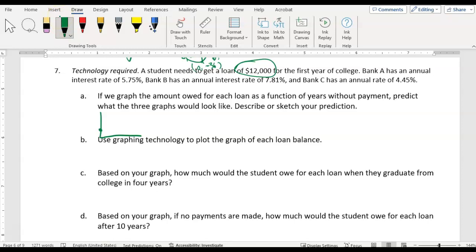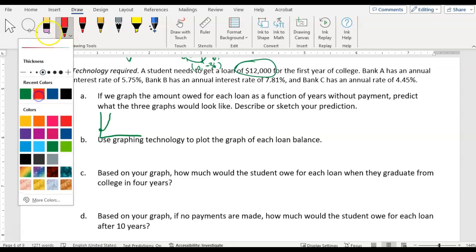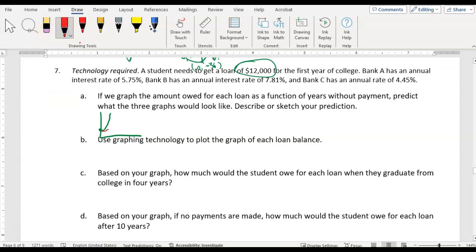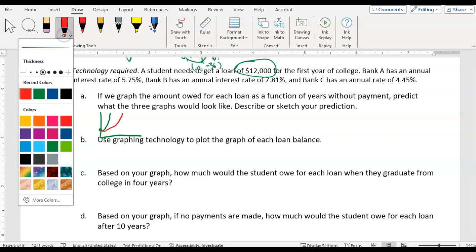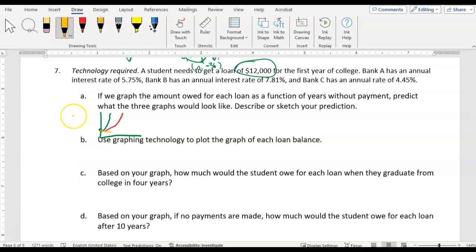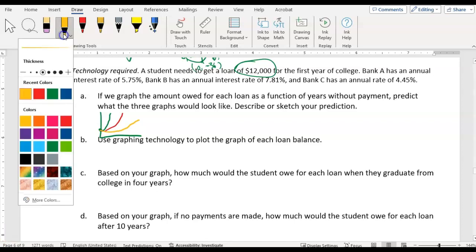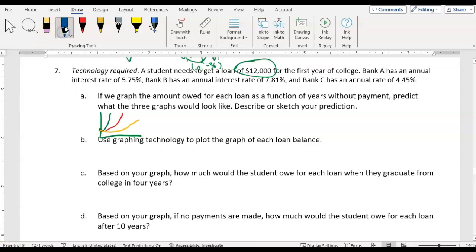So Bank A has 5.75, Bank B has 7.81, so that one's growing the fastest, right? So we'll mark Bank B going up the fastest, and then these are exponential, so they should have curved lines. Bank A would then be the next greatest one, and then Bank C is going to be the slowest growing one with 4.45%. All right, so now I'm going to want to write an equation for each of these situations.